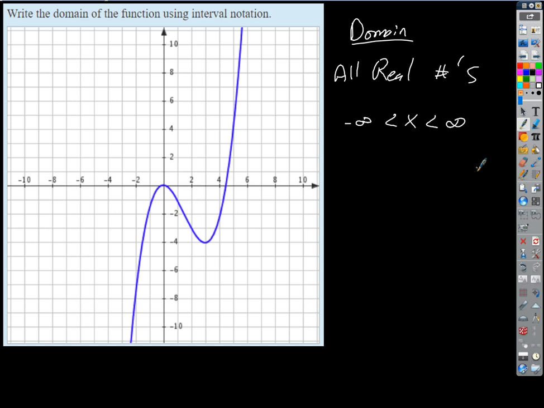And then remember, how did we write that using interval notation? What are the numbers then? Well, right? What kind of symbols on the outside?